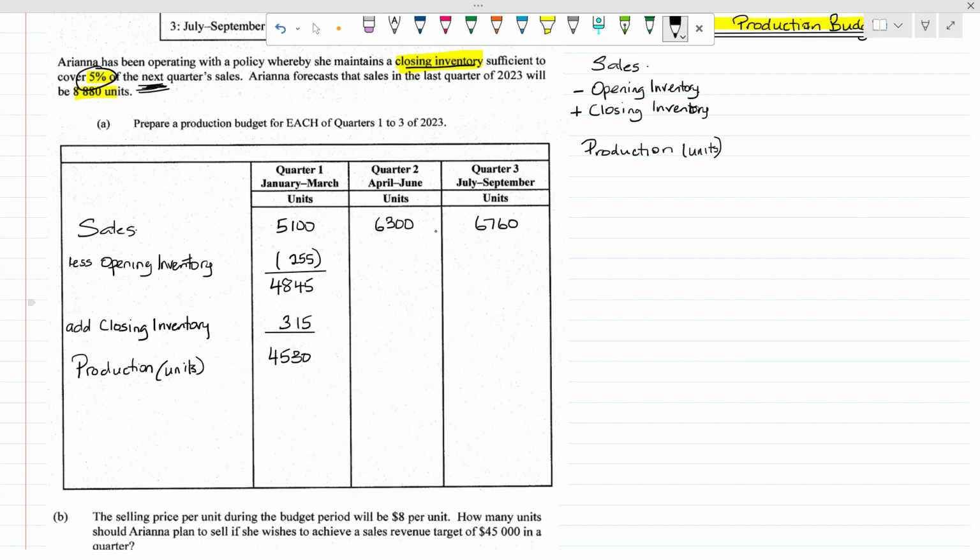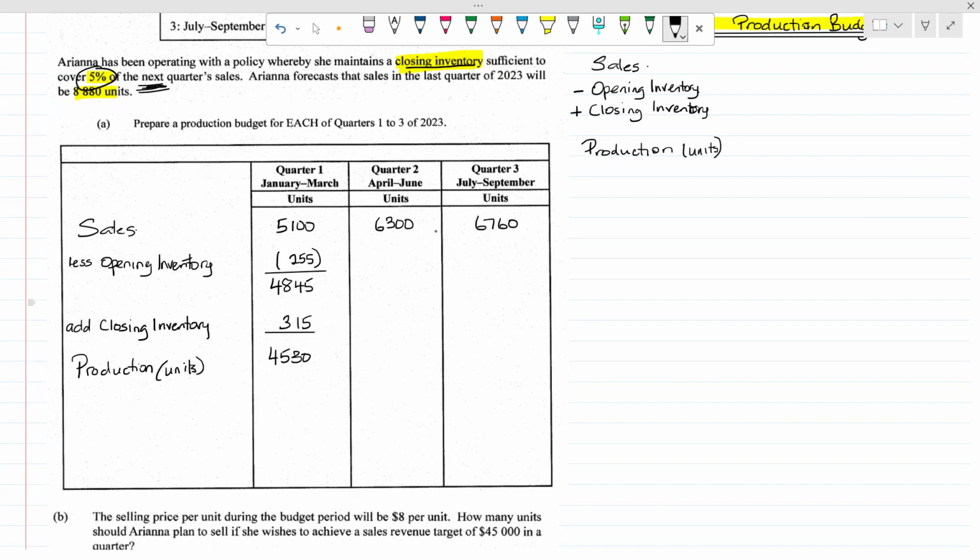Let's see if we can make some sense out of this. We want to sell 5,100. We had 255 units from last period. So out of this 5,100, I already have 255, right? So that's 4,845 that I supposedly have to produce. But they say that they have a rule that they must always have 5% of the next quarter's sale. That's so that you don't end up in a situation where you sell out everything and then next quarter you have orders for sales and you can't fill them because you have nothing in your closing inventory. You're always keeping a particular stock inventory level, which is 5% of your next quarter's sale.